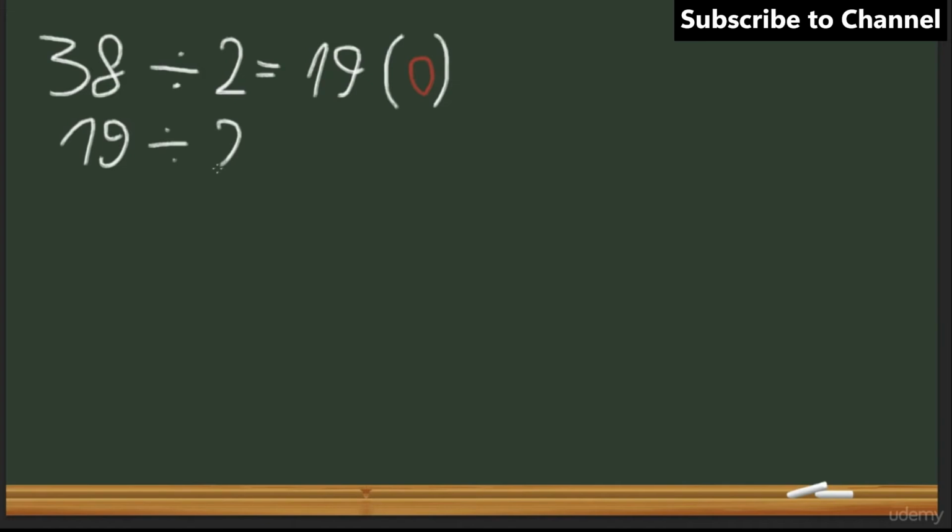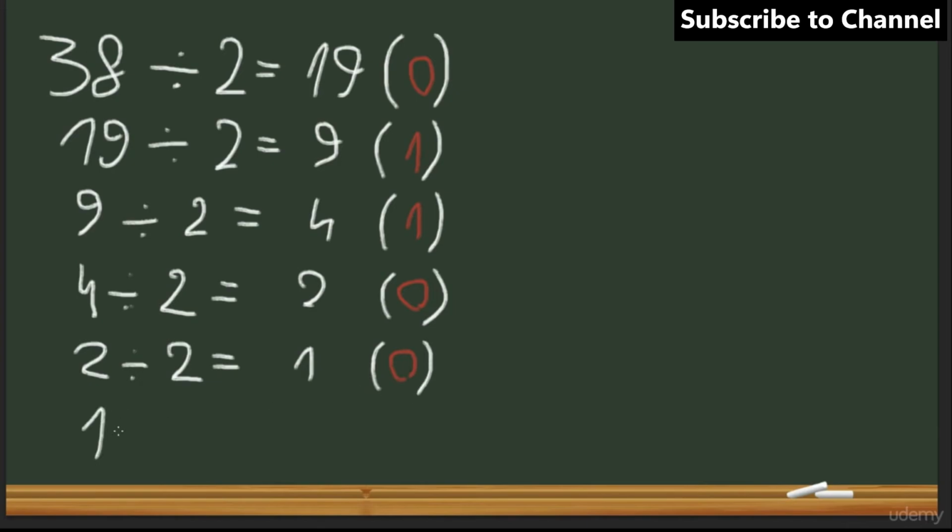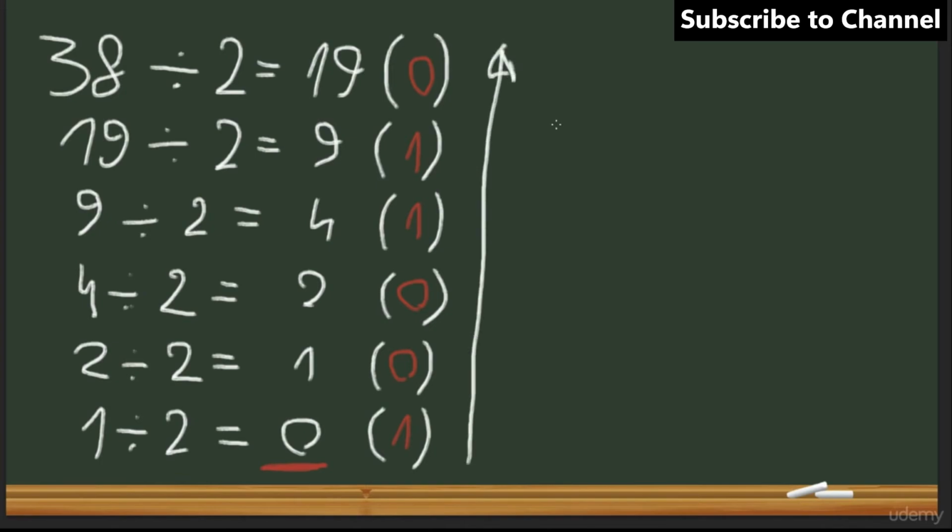19 divided by 2 equals 9 with a remainder of 1. 9 divided by 2 equals 4 with a remainder of 1 again. 4 divided by 2 equals 2 and the remainder is 0. 2 divided by 2 equals 1 and the remainder is 0 again. And finally 1 divided by 2 equals 0 with a remainder of 1. We have a 0 here, that means we're finished. Now we read the remainders from bottom to top. So the result is 100110. And this is the number 38 in binary notation.